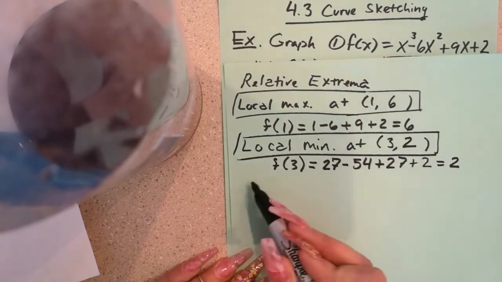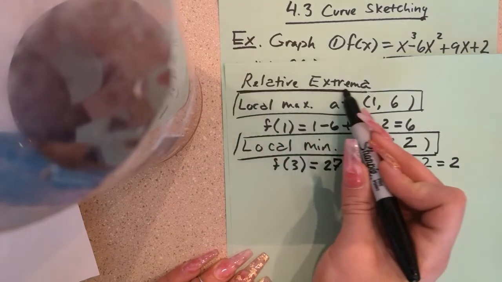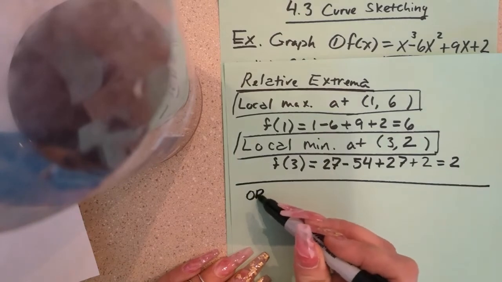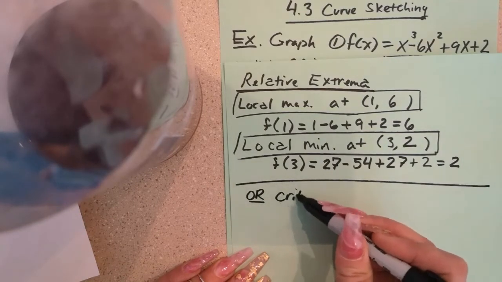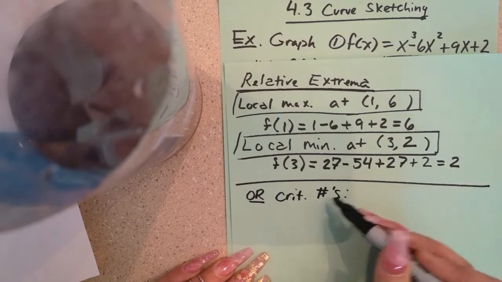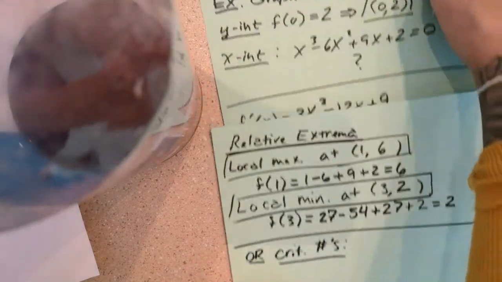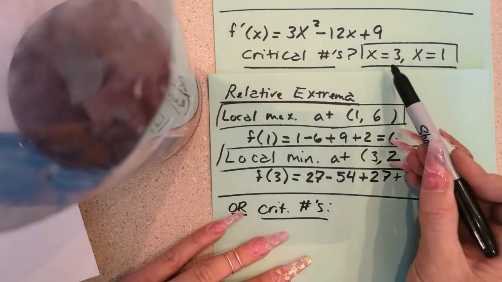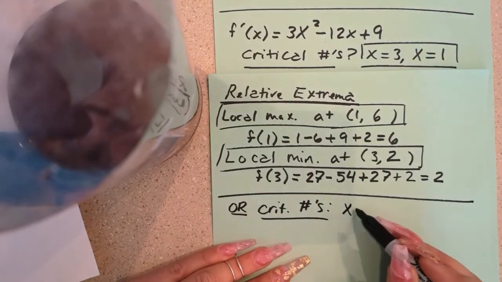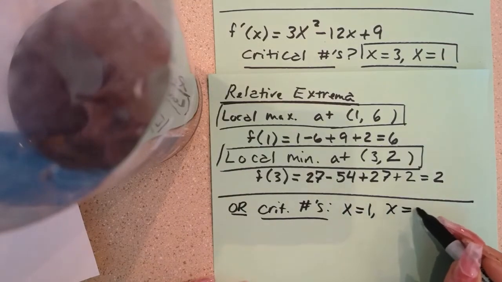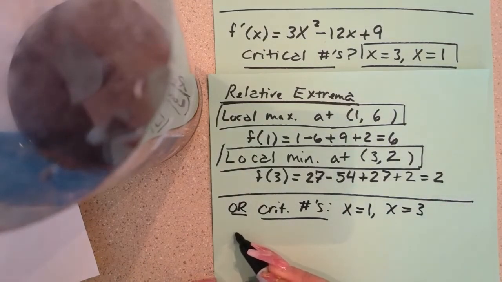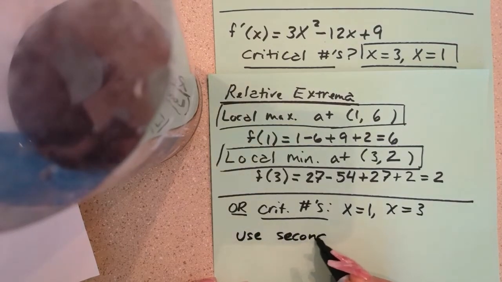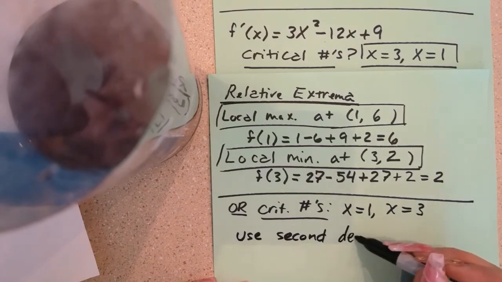So that's one idea as far as locating the relative maxes and mins. Remember, the other idea was, once I had found these critical numbers, let's see, what were those? Those critical numbers I had found were x equals 3 and x equals 1. My other idea was I could actually use the second derivative test.